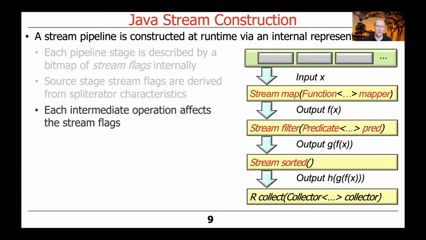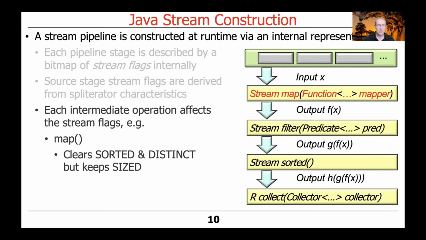Now, once you've got the initial source of the stream properly configured with its bit mask, then each of the intermediate operations that are in the stream will affect the flags. And so let's take a look at some examples here to make this more concise. So if you have a map operation in the stream, then that's going to clear the sorted and distinct flags because, of course, map can make arbitrary changes to the values, so they may no longer be sorted, and they may no longer be distinct.